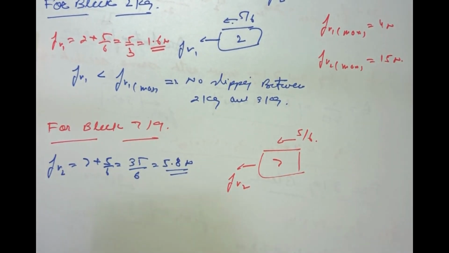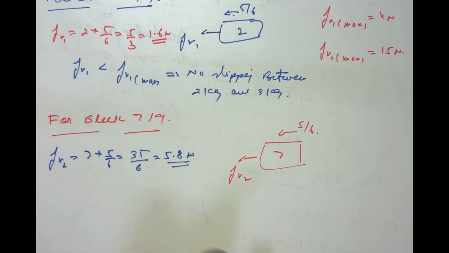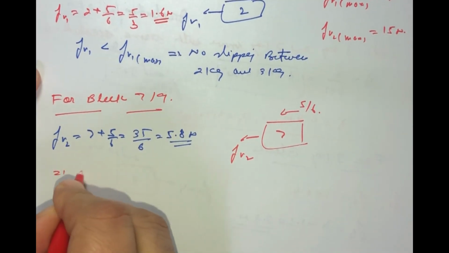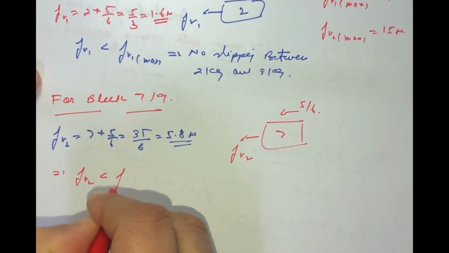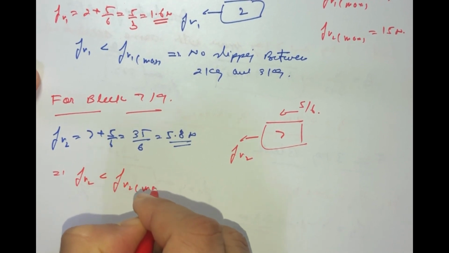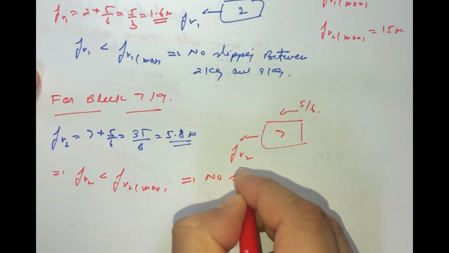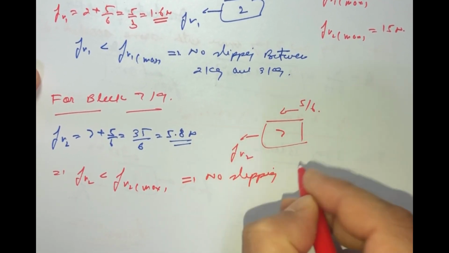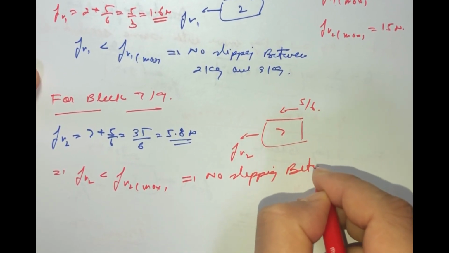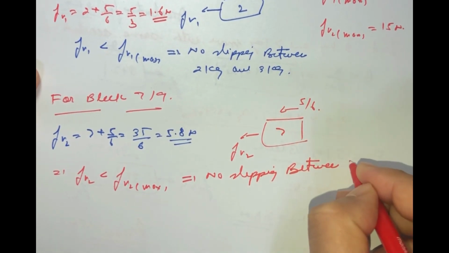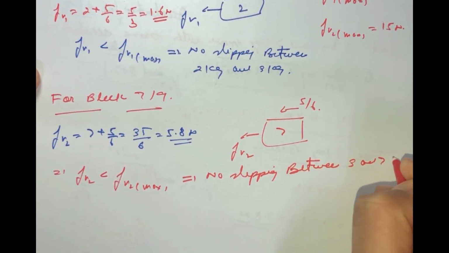So making comparison, we can clearly say that Fr2 is less than Fr2 max. So it also means no slipping between 3 and 7 kg.